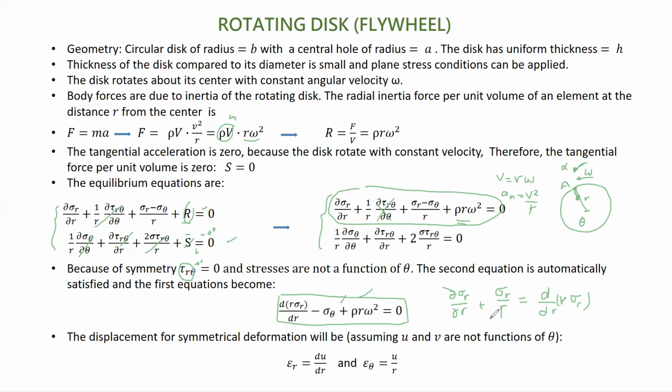So the radial displacement and transverse displacement, u and v, will not be a function of theta. So for every point, we will have the same u and v here. And if nothing is a function of theta, epsilon r and epsilon theta are defined in this fashion.